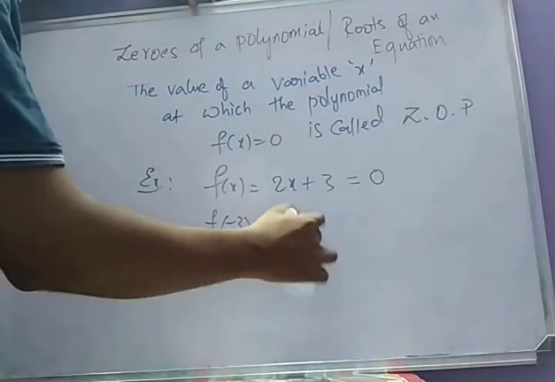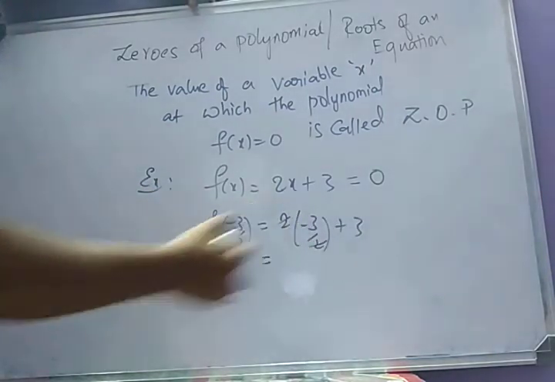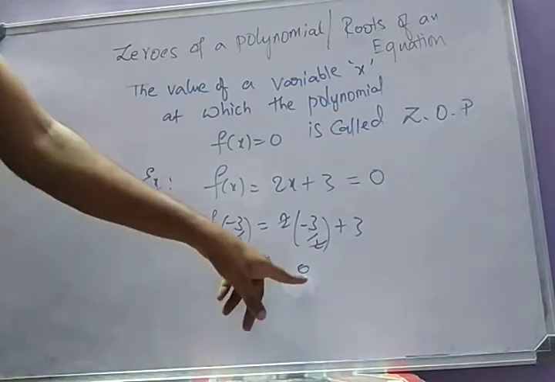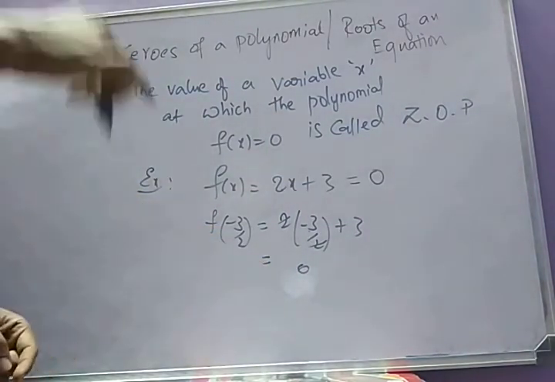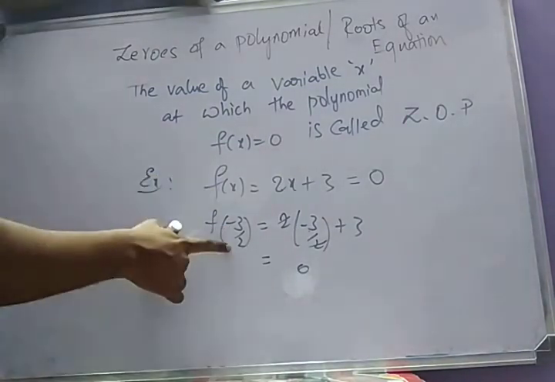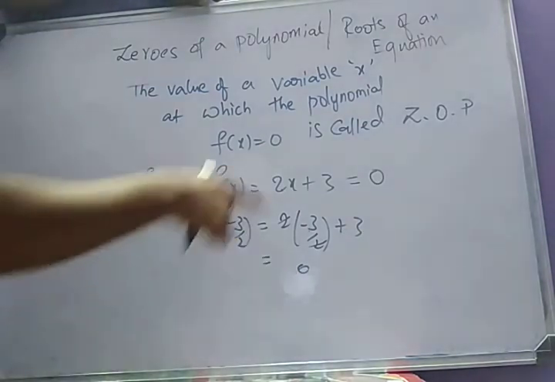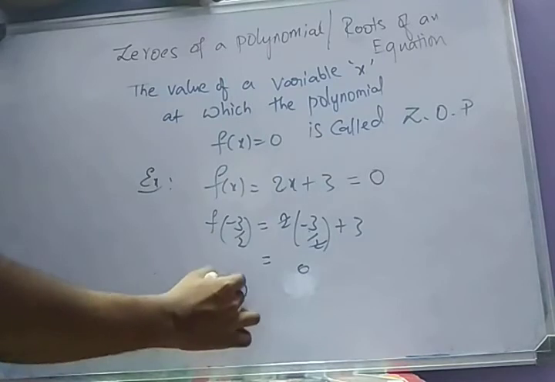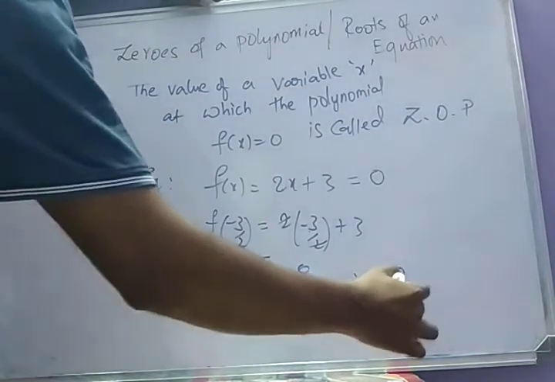You get 2 into minus 3 by 2 plus 3, and if you calculate this, 2 and 2 will get cancelled. Minus 3 plus 3 is equal to 0. The value of the polynomial had become 0 here. At what input x? At minus 3 by 2, correct? In place of x, if I take minus 3 by 2, then the value of the polynomial is equal to 0. Therefore, the 0 of the polynomial 2x plus 3 is minus 3 by 2.